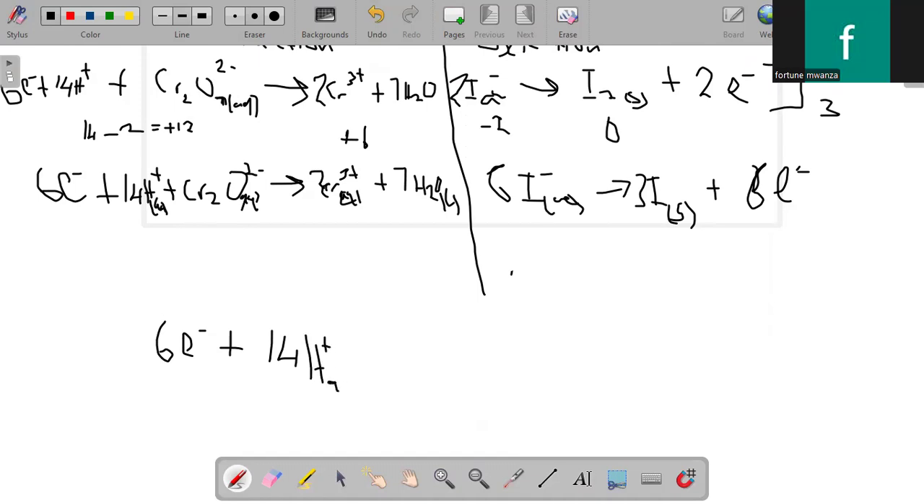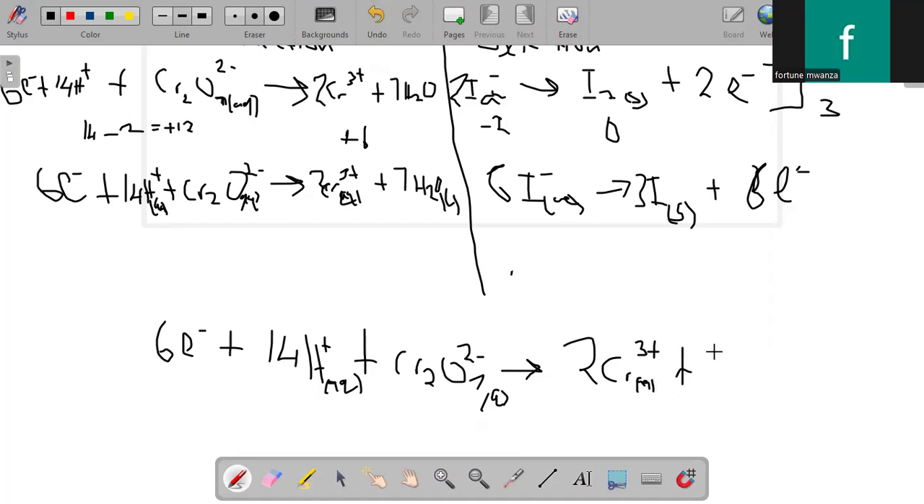So in aqueous, H+ plus my dichromate, Cr2O7 2-, in aqueous. It's giving me 2 Cr3+ in aqueous, plus 7 water molecules, H2O, liquid here.